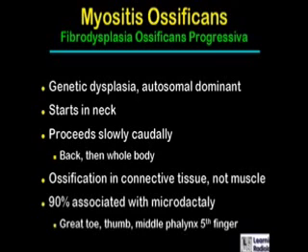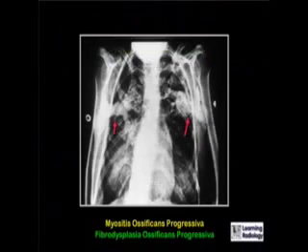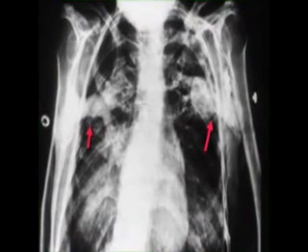And it is almost always associated with short great toe, a short thumb, or a short middle phalanx of the fifth finger. This is an example of myositis ossificans progressiva, in which there are these large clumps of bone that are seen in this patient in the back.